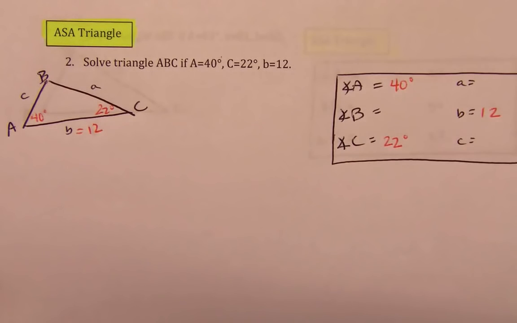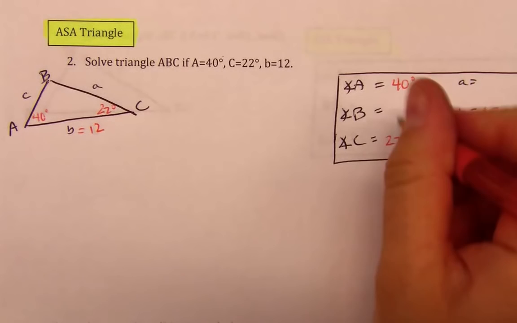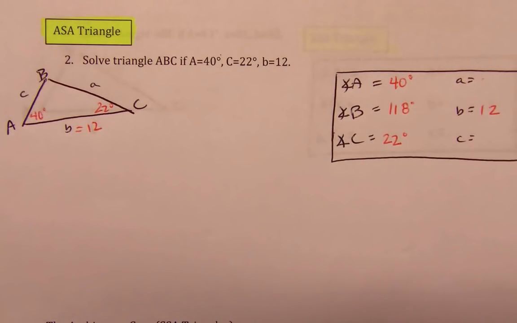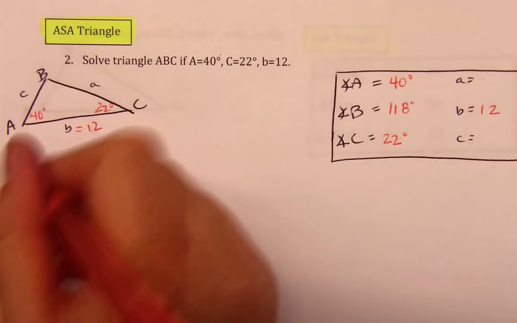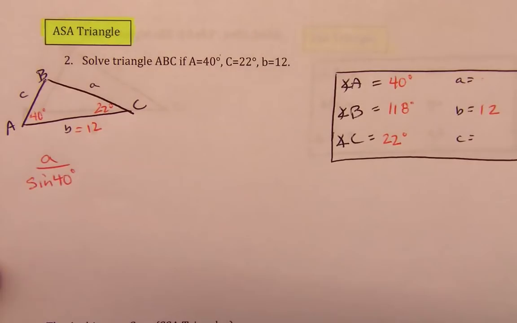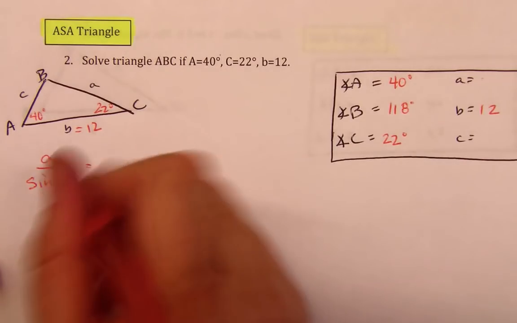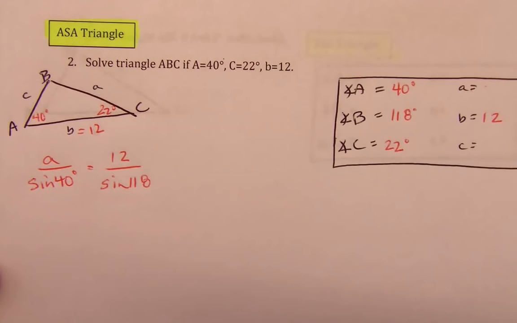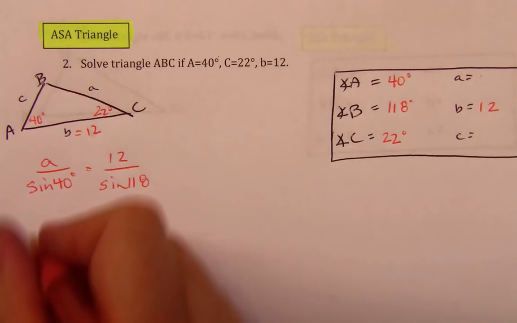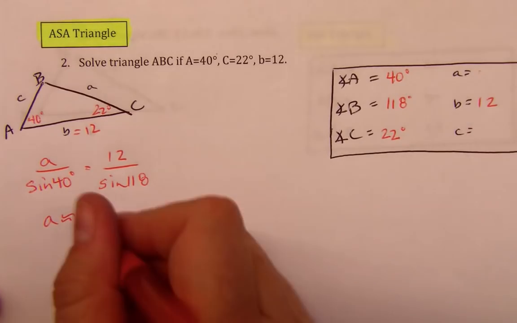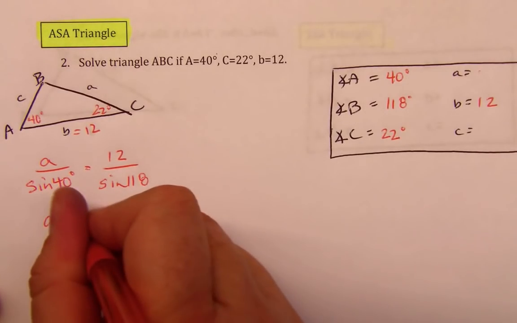And I can solve for angle B, which is going to be 118. And now I can solve for my missing two pieces. Again, I'm going to go for the bigger one first. So A over sine of 40 equals 12 over sine of 118. And multiplying by sine 40 on both sides, A is going to be about 8.7.